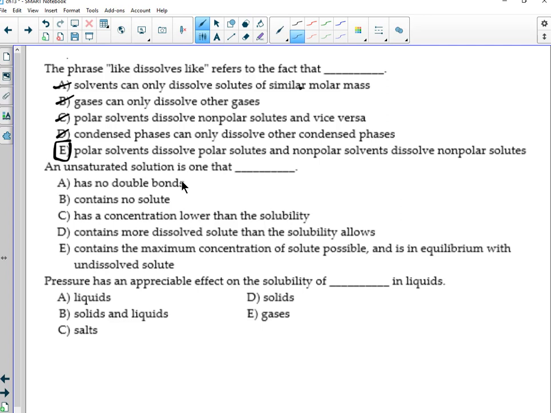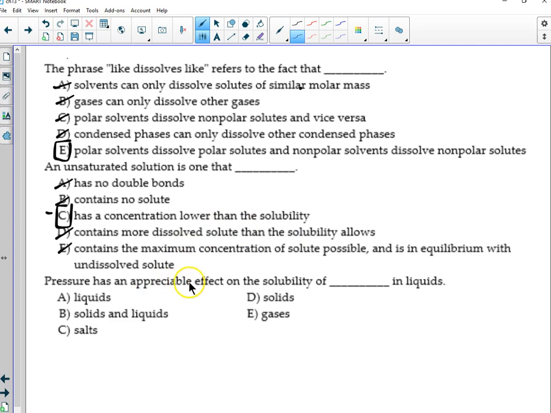An unsaturated solution is one that has no double bonds. That actually is going to get someone. If that's on the real AP test, you're like, oh, that's so easy. That's A. Because an unsaturated fat or hydrocarbon has no double bonds, but this is a solution. All right? Does it contain no solute? Has a concentration lower than the solubility? That one sounds probable. Contains more? No. Contains the maximum concentration of solute possible and is in equilibrium with undissolved solute. That's saturated, so it has to be this one. That did sound right. We just wanted to double check the other two. You okay with that? Okay.